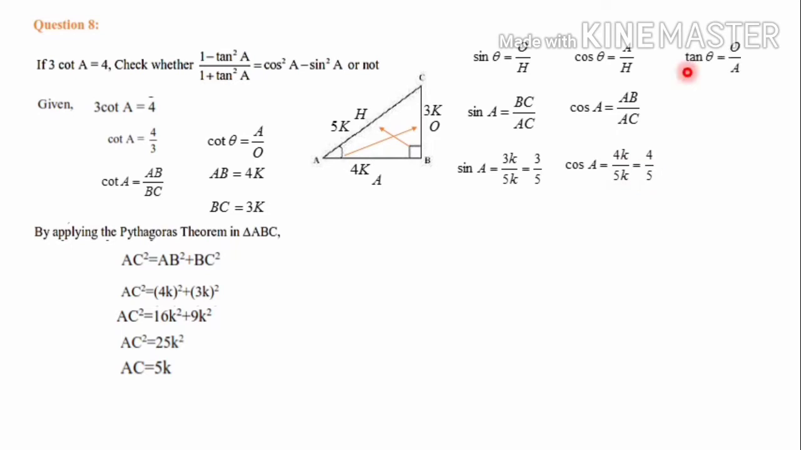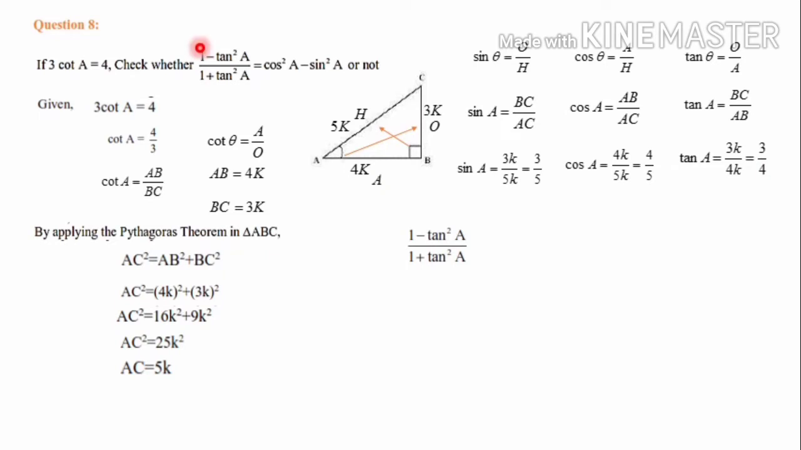Then tan theta we have to calculate, because here we need to calculate tan A. That's why the tan theta formula is O divided by A. Here theta is A. That's why tan A is equal to the opposite side BC and the adjacent side AB. So BC divided by AB. Then tan A is equal to the length of BC, 3k, and the length of AB, 4k. So 3k divided by 4k. K cancelled. Then finally we have got the answer as 3 by 4.